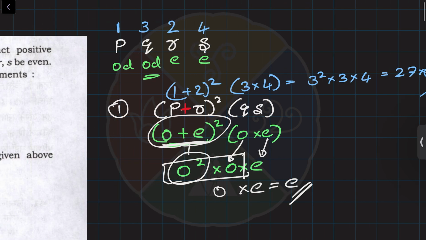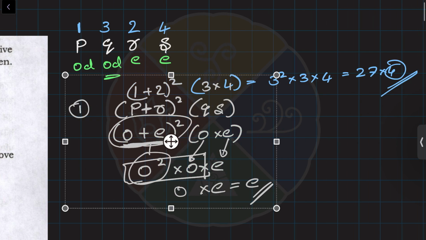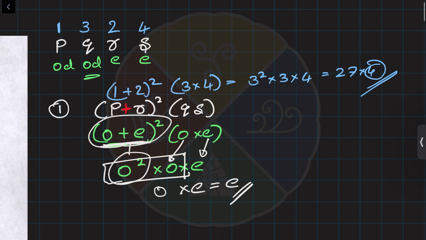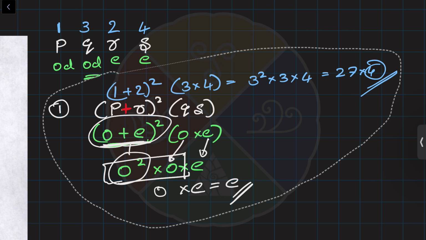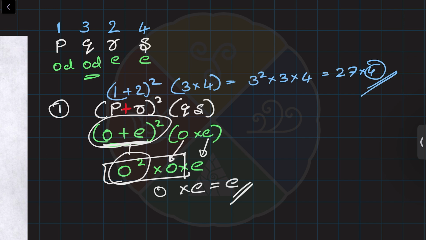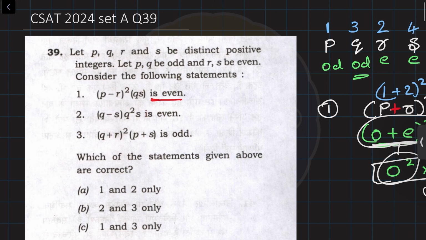4 is coming. Such problems are easier to do without substitution actually, that's why I didn't select it. So anyway, this is always even. So statement 1 is actually correct. It is always even. So statement 1 is correct.